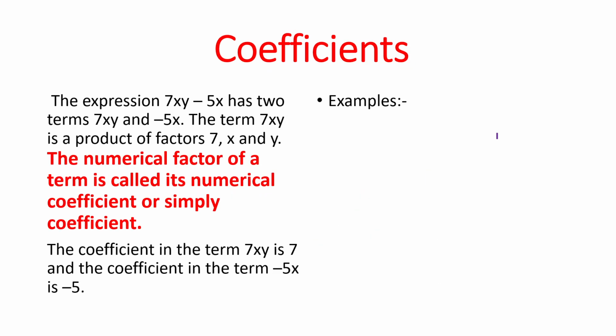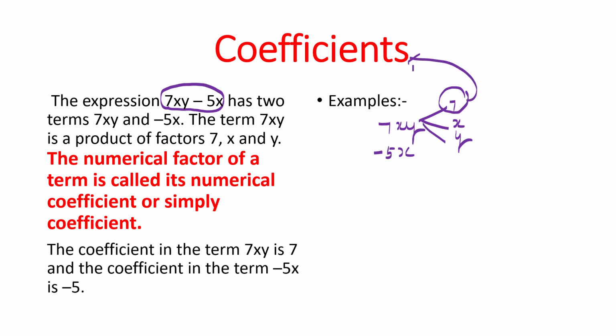I will reply. Now we move to what are coefficients. If we consider the expression 7xy minus 5x, clear? It has two terms. The first term is 7xy and the second term is 5x, with the negative sign as the combination. So what is 7xy? 7xy is a product of 7, x and y. So this numerical term 7 is known as the coefficient. This numerical term 7 is the coefficient of xy.